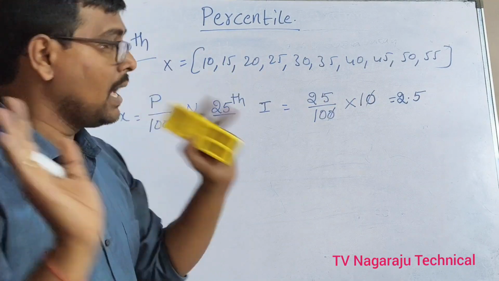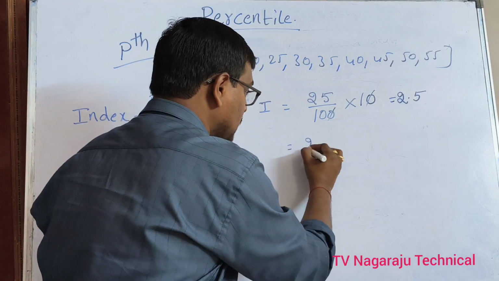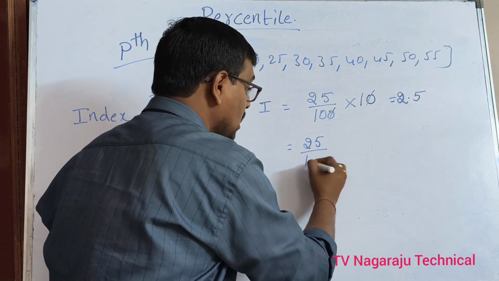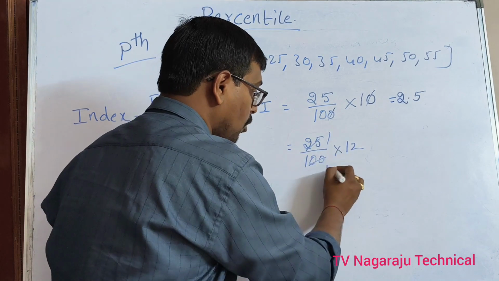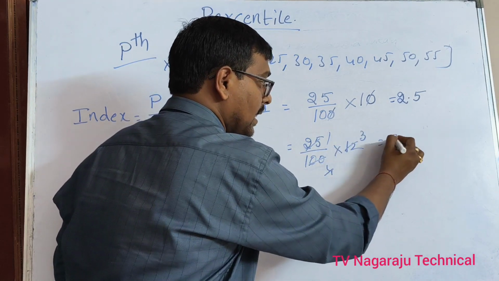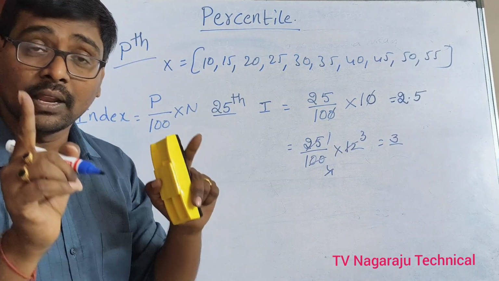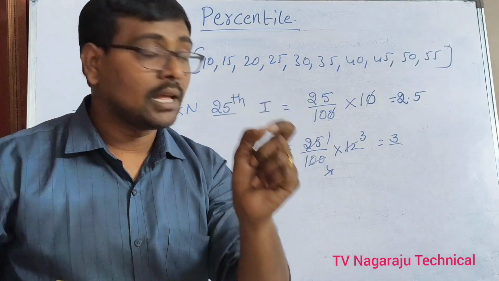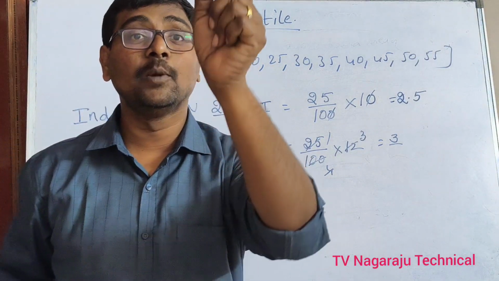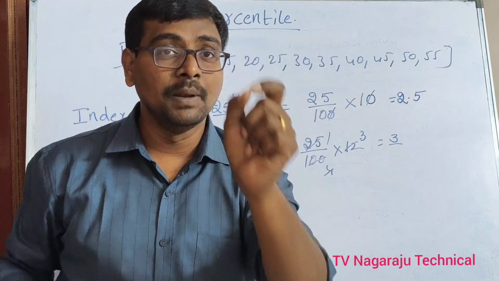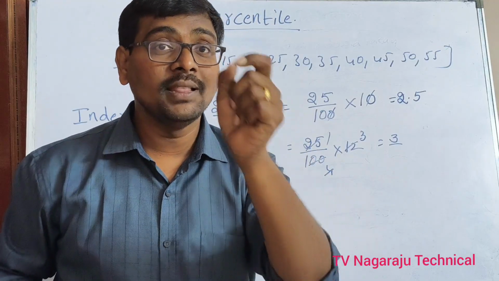Assume after calculation you get an integer value. For example, suppose I have a total of 12 elements. The calculation is 25 by 100 into 12, which is 3. So we are getting a value of 3. Now the 25th percentile is simply the value at position 3.